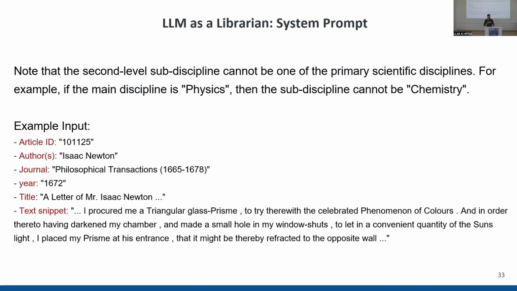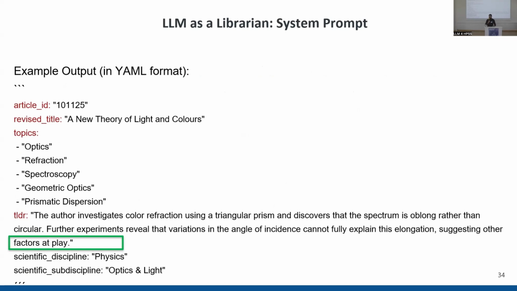We provide an input, for example, this one from Isaac Newton. The title is "A Letter of Mr. Isaac Newton," so it's a very long title. And we give a text snippet. And we provide the example of output that we expect. We see that the revised title is "A New Theory of Light and Colors," much simpler than it was. It provides the different topics, the TLDR summary, and the scientific disciplines, physics and optics and light.